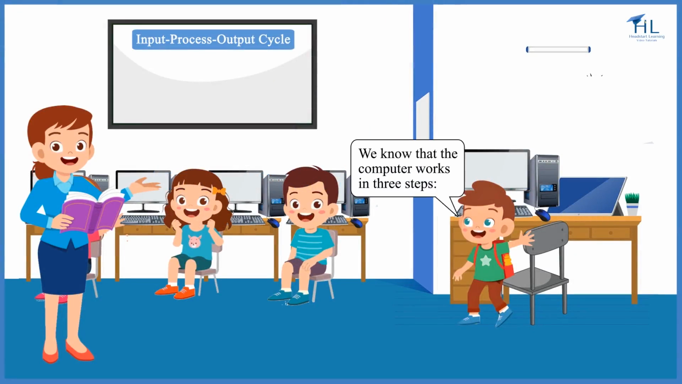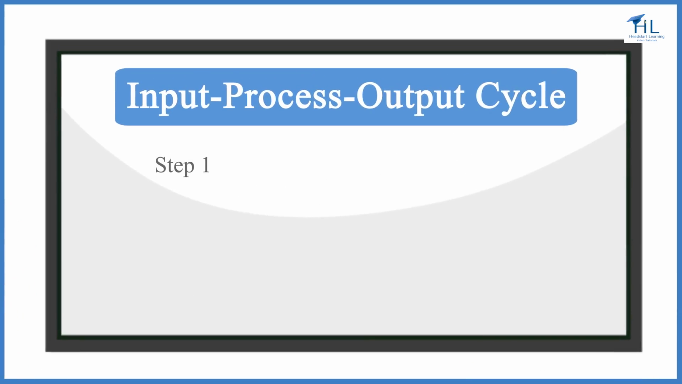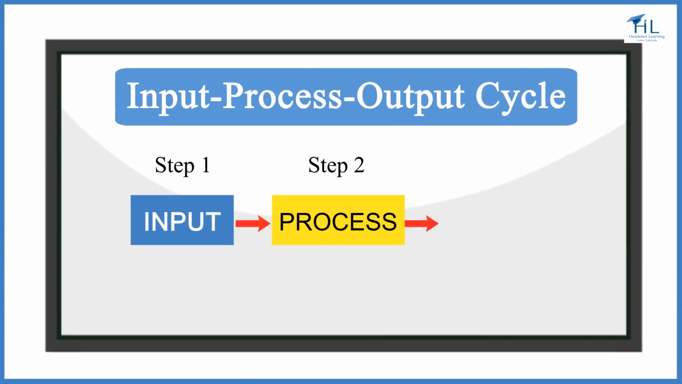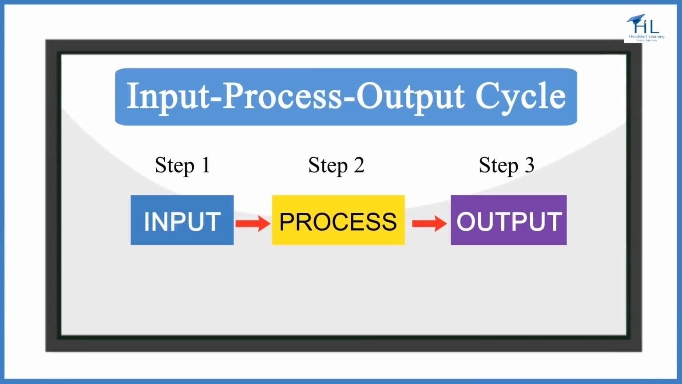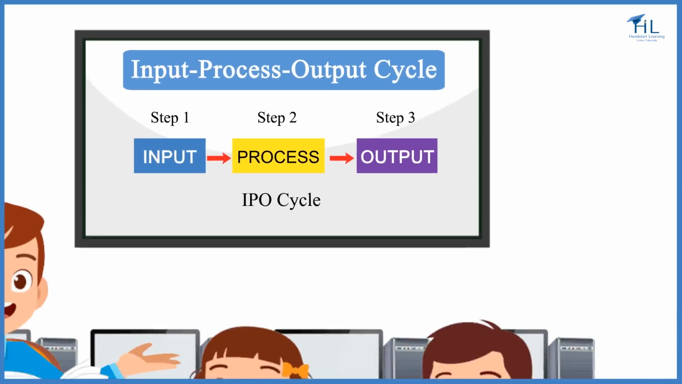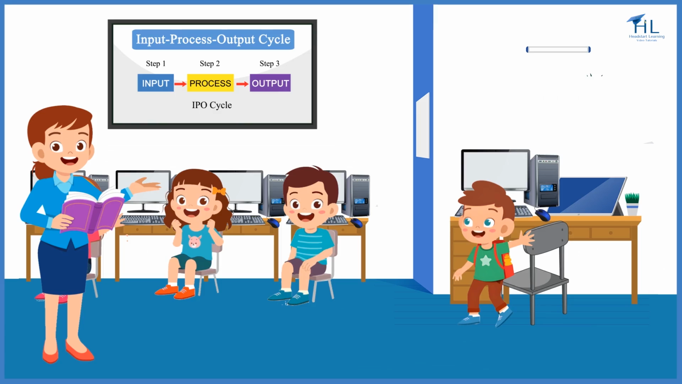that the computer works in 3 steps: input, process, output. This is known as IPO cycle. Ma'am, can you explain to us about IPO cycle a little more? Sure. Before we discuss IPO cycle, let us look around us. I will give you some examples of IPO cycle from our daily life.